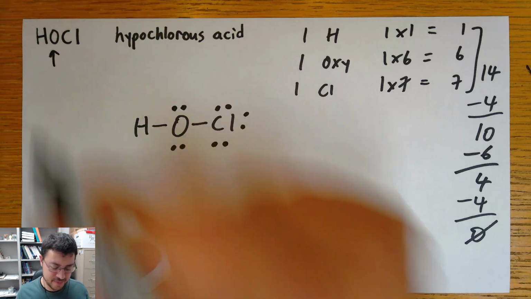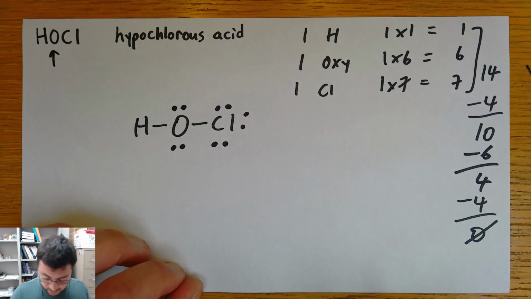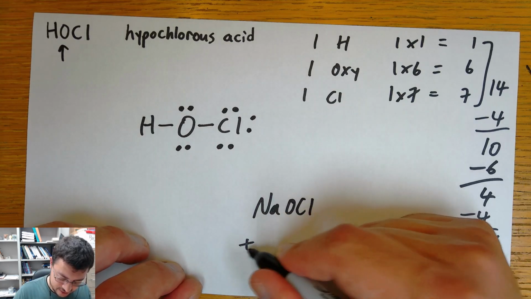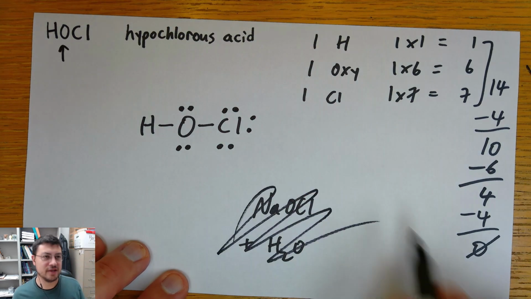Yeah, this is like the smell of bleach. All right. When you buy bleach, it's NaOCl. You mix it with a little bit of water, you're going to generate a little bit of this. But anyways, that's a side tangent.